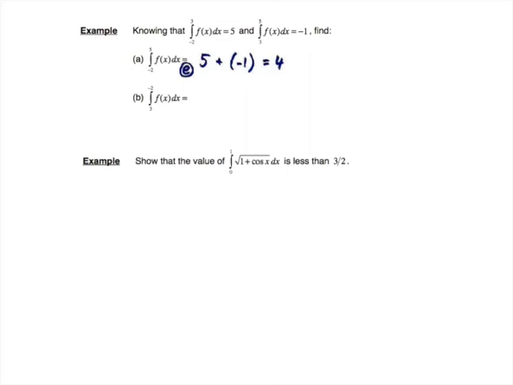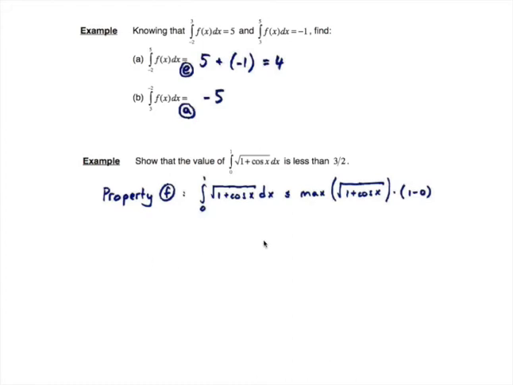Now the integral from 3 to -2 of f of x dx is equal to -5. And which property is that? It's property A. We will use property F now to show that the value of this function has to be less than 1.5.